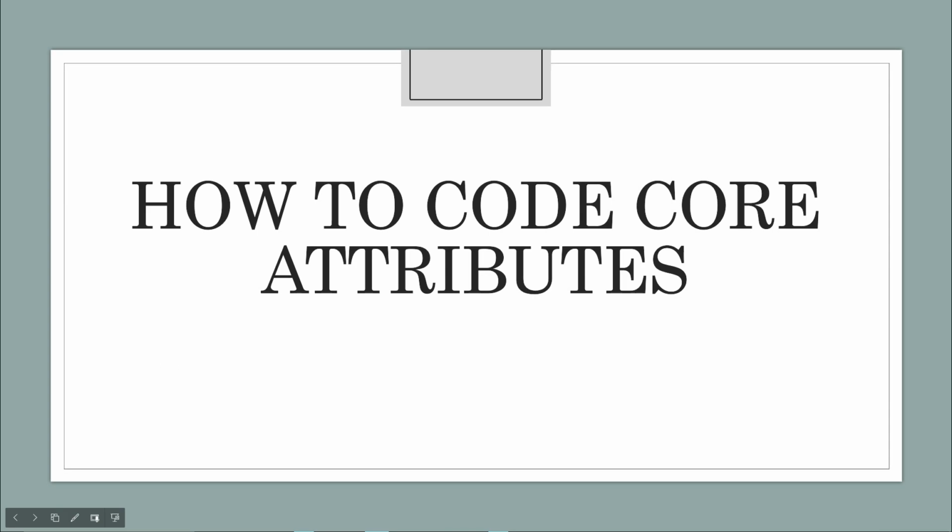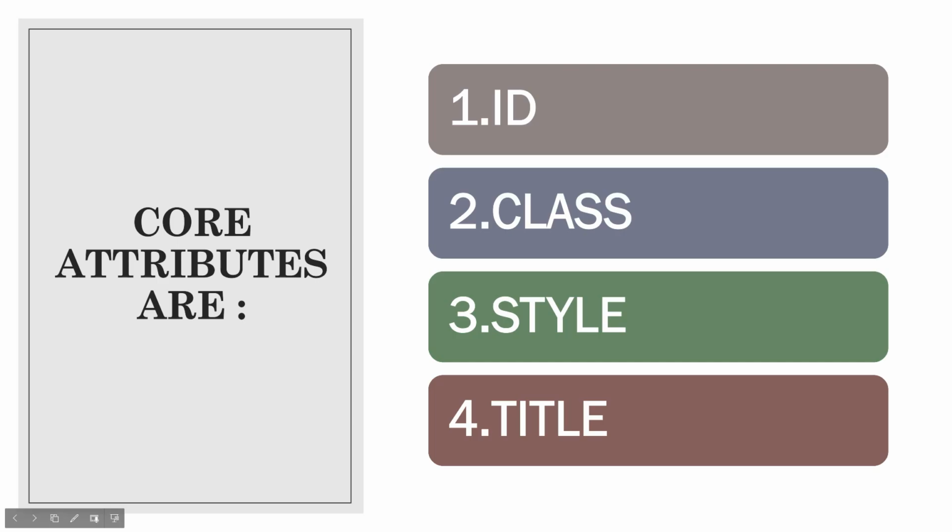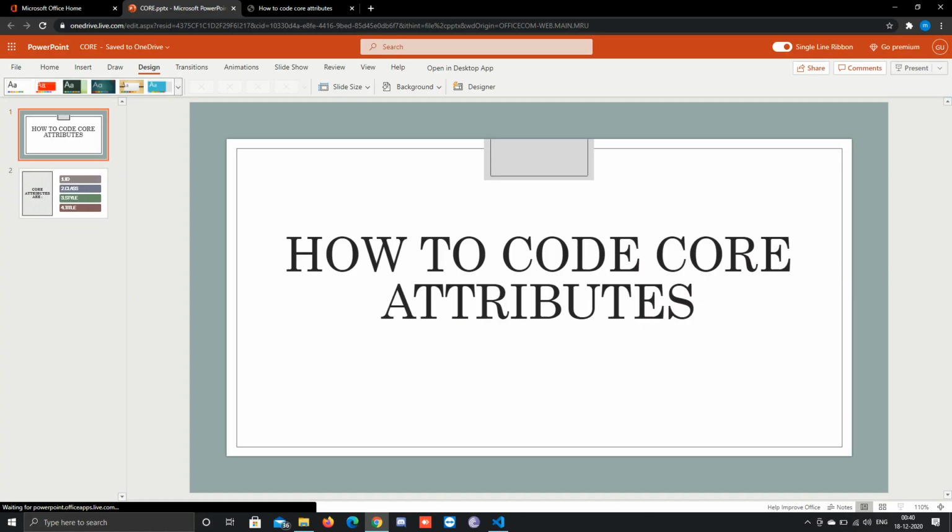This video is about how to code core attributes. So the core attributes used in most HTML elements are ID, class, style and title. So let's study about these attributes with the help of an example.